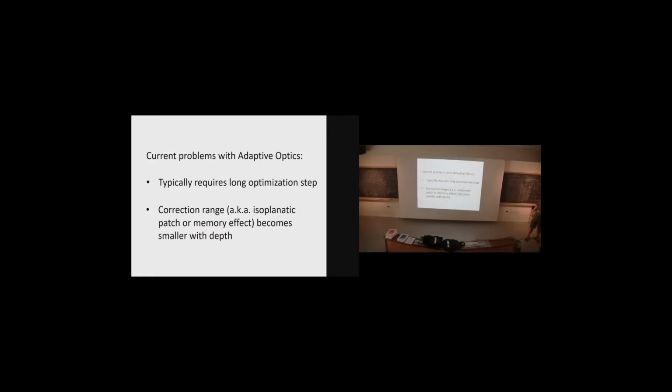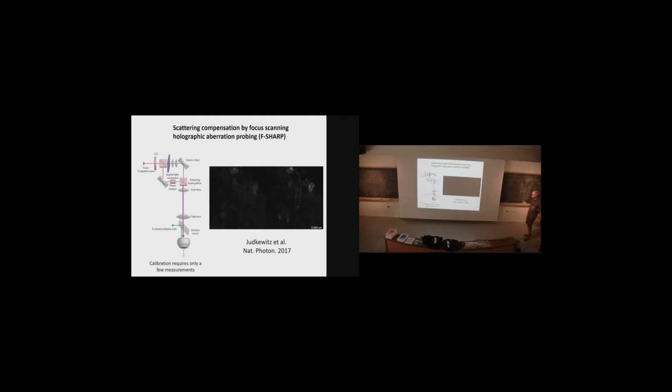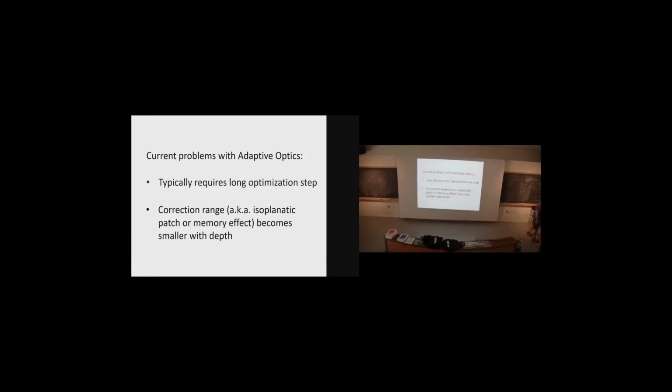There's another problem. Well, this problem of typically taking quite a long time may be solved, though. I mean, people are getting more and more clever about how they do their corrections. One technique I like a lot is called F-sharp by Ben Judkewitz. It's very similar to the RR matrix that Matthias was talking about. You measure the RR matrix, but you do it really quickly. And when you do that, you can start doing adaptive optics corrections fairly quickly deep inside tissue. So this problem of speed may ultimately be solved and may go away.